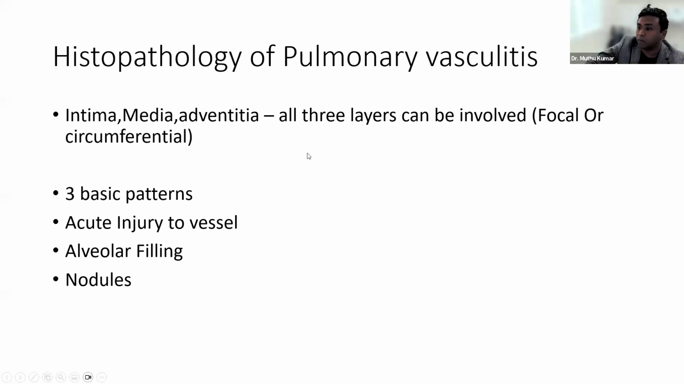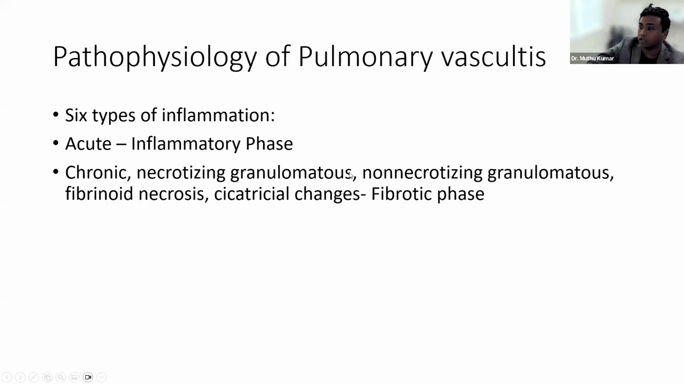The important thing about pulmonary vasculitis is it affects the intima, media, and adventitia, all three layers together. But the most important thing apart from this, it need not be circumferential all the time. It can be localized within a single vessel, even with inflammatory vasculitis. This is allowed. It's not that only in infectious vasculitis you get focal involvement, but in inflammatory also you can get focal involvement.